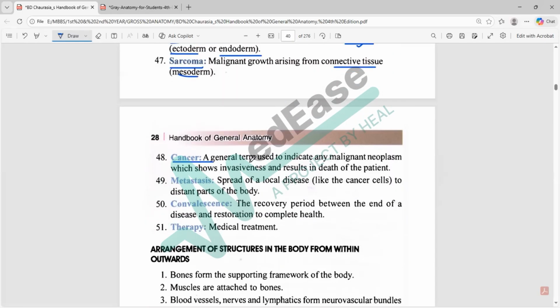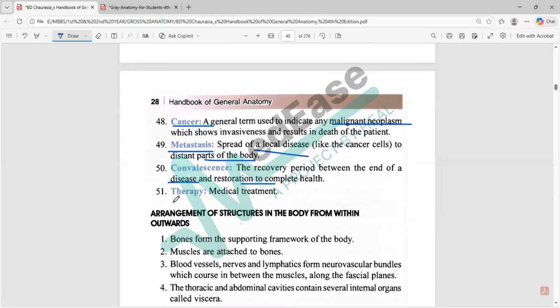Now, when we talk about cancer, cancer is normally a general term we use for malignant neoplasms mainly. Then metastasis is mainly the spread of cancer cells or local disease from one part to a distinct part of the body. Then we have convalescence, meaning the recovery period between the end of the disease and the restoration of normal functions or health. Then we have therapy, which is the medical treatment we normally prescribe to the patient for the treatment of a specific disorder or disease.